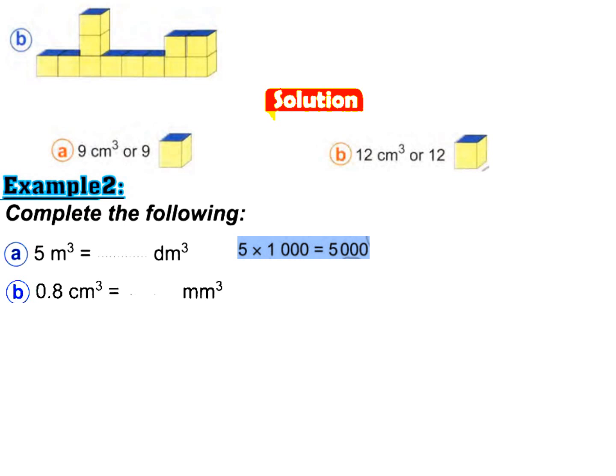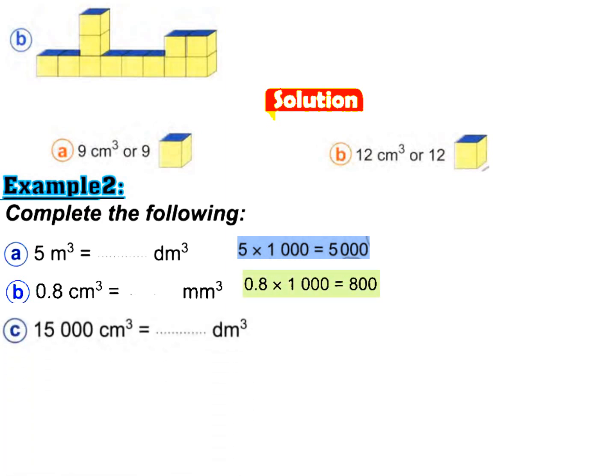Letter B, 0.8 centimeter cube equals what? Millimeter cube. Firstly, I must know from what to what I convert. I convert from the greatest unit to the smallest unit. So 1 centimeter cube equals 1000 millimeter cube. So I will multiply 0.8 times 1000. It will give me 800 millimeter cube.